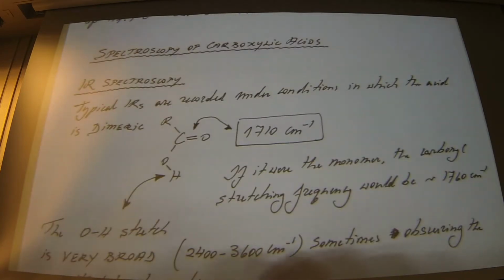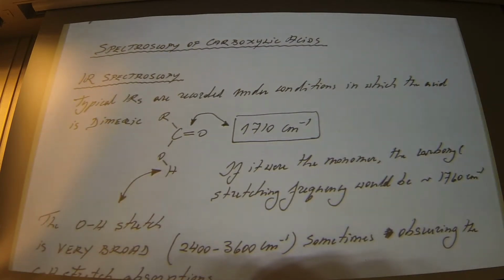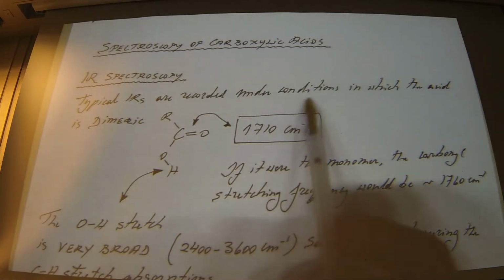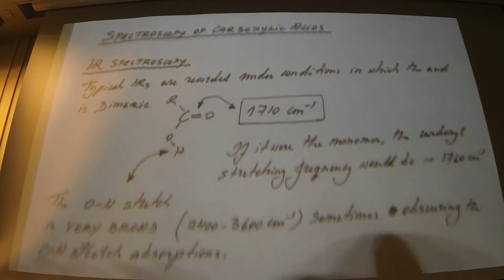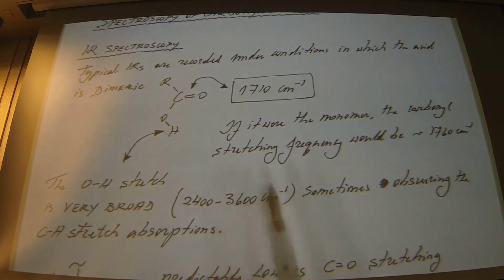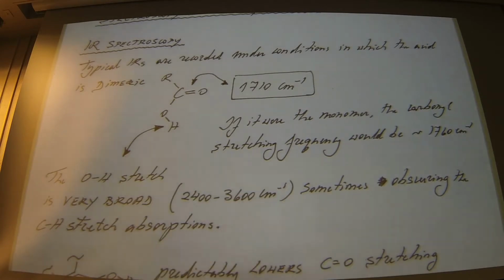IR spectroscopy, it turns out that most of the IRs are recorded under conditions where you have this dimer forming, and so the carbonyl is still the major peak in the spectrum, although with the hydroxyl, you also have a strong OH peak in acids. So if you see a carbonyl around 1710, and on top of that you see this broad OH, then that's a pretty good indication that you have a carboxylic acid.